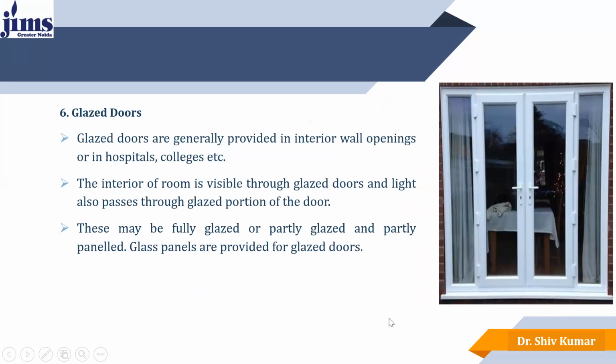Now, the glazed doors. The glazed doors are generally provided in interior wall openings or in hospitals, colleges, and sometimes in malls. You can see, nowadays this kind of door is provided in high-rise buildings, in the balconies. The interior of the room is visible through glazed doors, and light also passes through. These may be fully glazed or partially glazed and partially paneled. Glazed panels are provided for glazed doors.